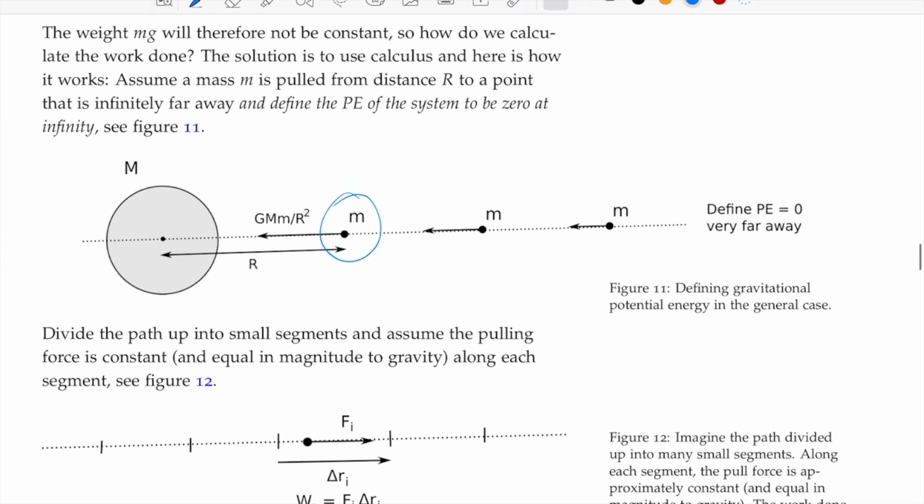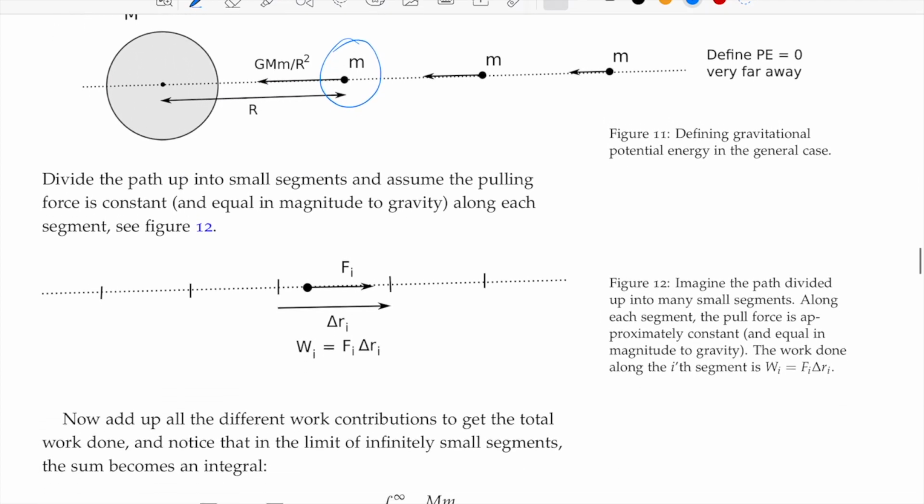So how do we calculate the total amount of work done in pulling it away to infinity? Well, we imagine the path broken up into lots of small segments of distance delta r, and if those small segments are small enough, the force is approximately constant. So we can use the work expression, force times displacement, over these small segments. And when we move on to the next segment, the force decreases a little bit, because we're moving further away.